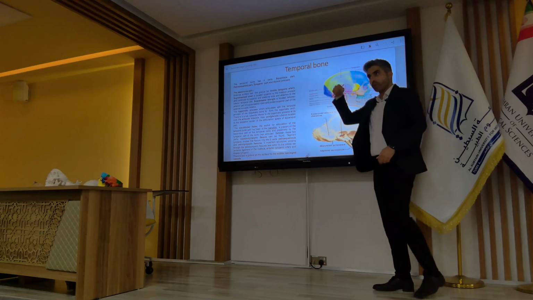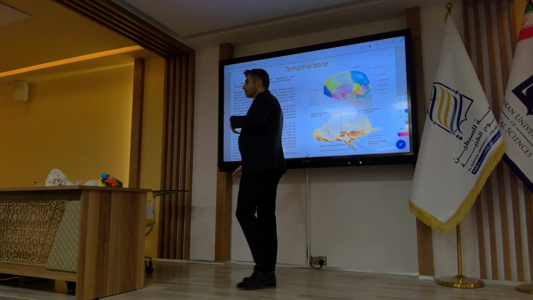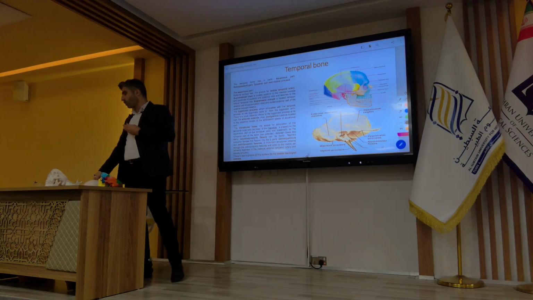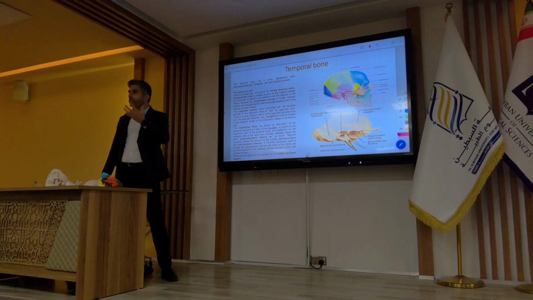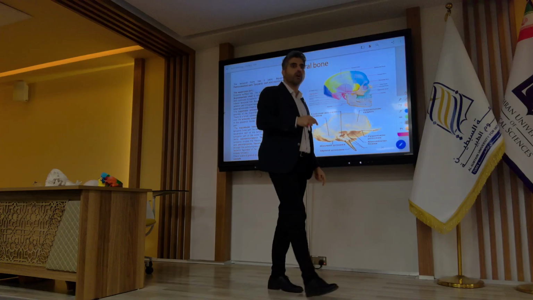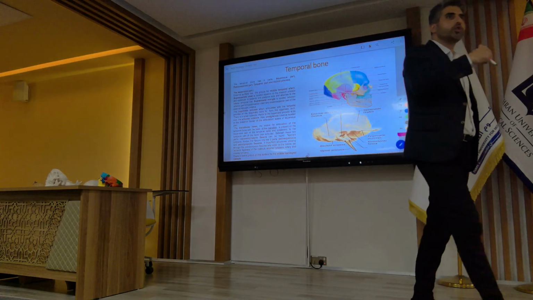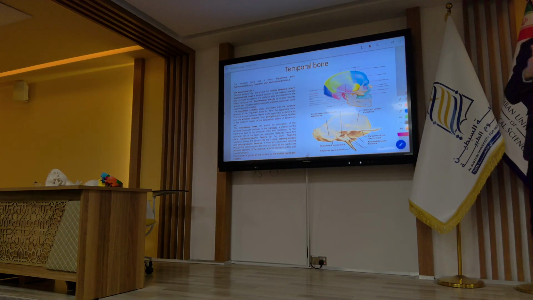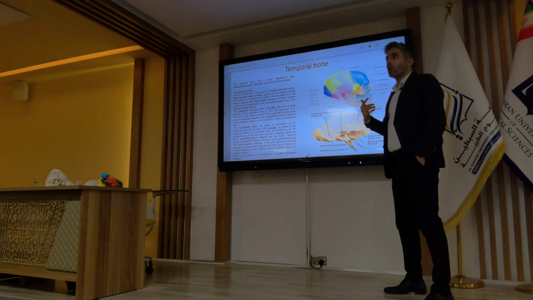The styloid process is very important for muscles. The stylopharyngeus, the styloglossus, and the stylohyoid all start from this styloid process. The styloglossus goes to the tongue. The stylopharyngeus goes to the pharynx. The stylohyoid attaches to the hyoid bone.